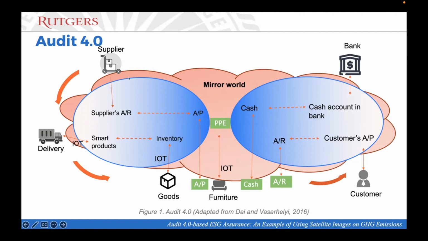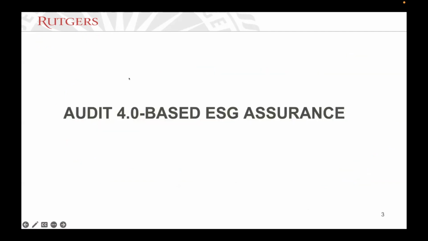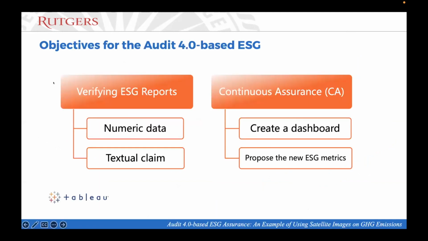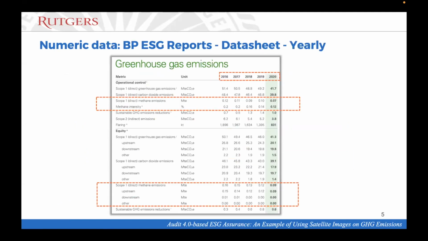Based on this concept, we try to extend the scope from financial to the ESG domain. First, we need to clarify the objectives for Audit 4.0-based ESG. The first one is to verify ESG reports by numeric data and textual claims, and I will give you an example later. The second one is to have continuous assurance by creating a dashboard and proposing new ESG metrics. And this is an example from the BP 2020 ESG report.